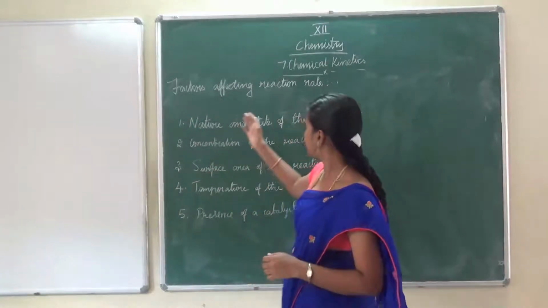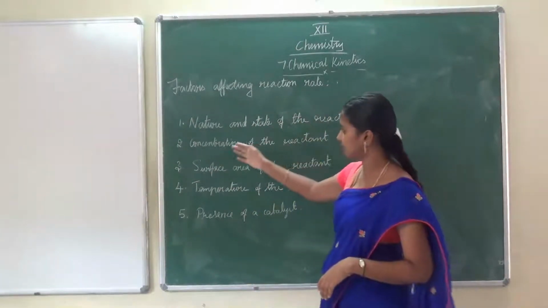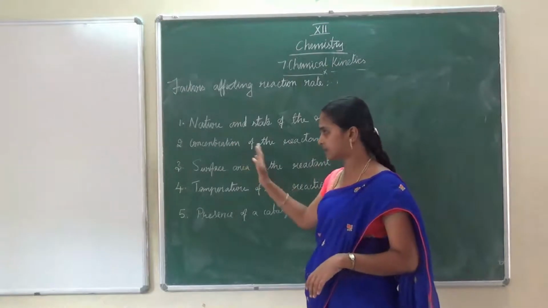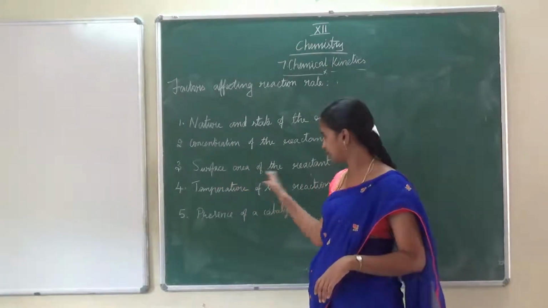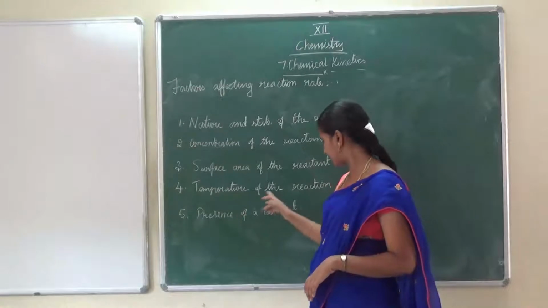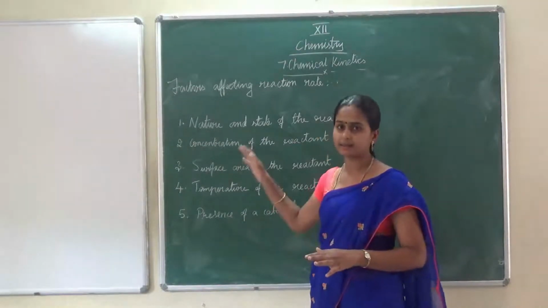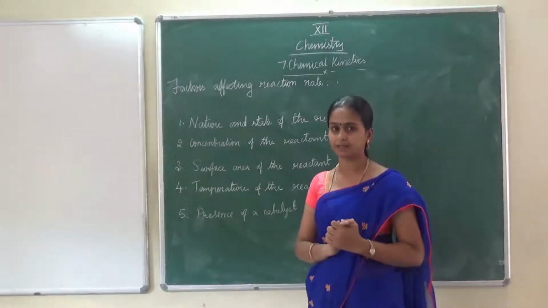The factors affecting the reaction rate are nature and state of the reactant, concentration of the reactant, surface area of the reactant, temperature of the reaction, and presence of catalyst. These are the factors that can affect the rate of the reaction.